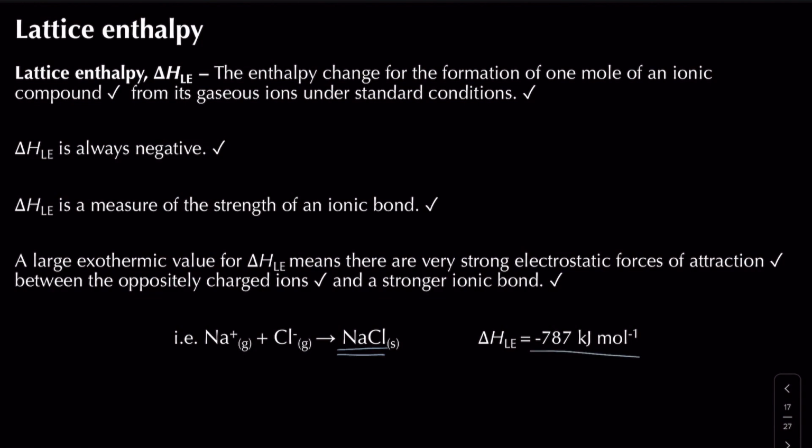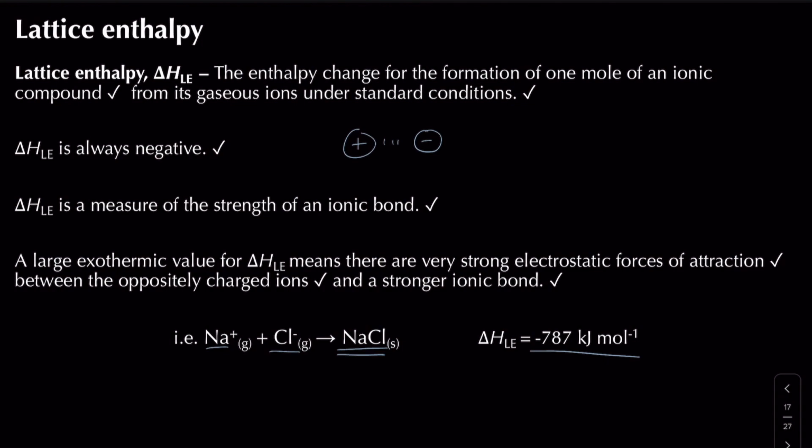Now you can see I'm forming 1 mole of solid sodium chloride from the ions it's made up of, which are sodium ions and chloride ions in the gaseous state. Because this process involves bond formation, where we're forming an ionic bond between the positive ions and the negative ions, we say lattice enthalpy is always going to be negative because it involves bond forming, which is an exothermic process which releases energy.